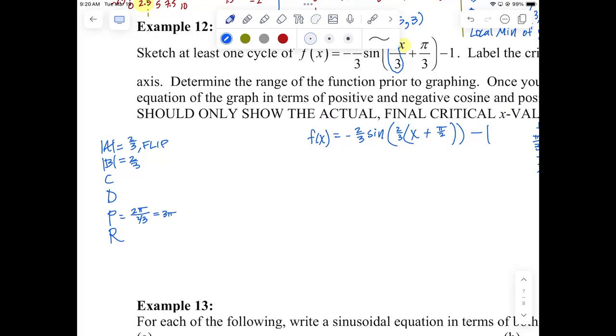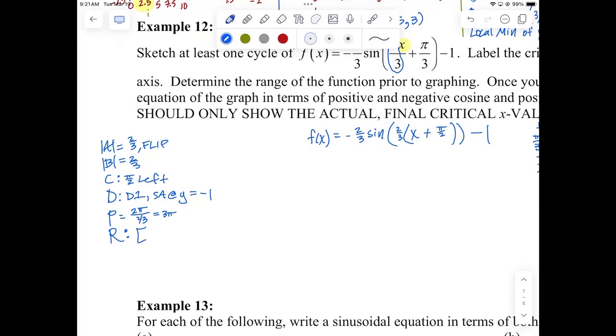Now let's look at the phase shift. Which direction are we moving? Pi halves to the what? Left. Okay, so here's what I was talking about. We have pi now in our period, so your phase shift will also have pi in it. What's the d value? What's the down? The -1 means down 1, which means our sinusoidal axis is where? Y equals -1.